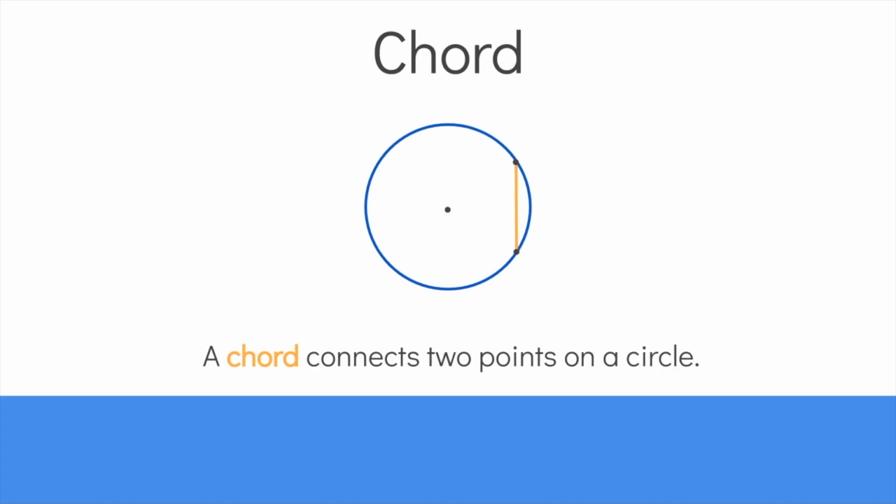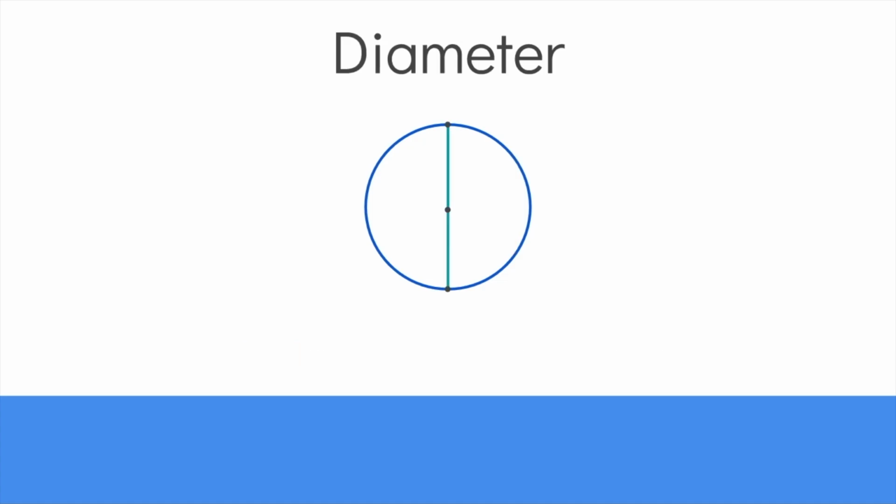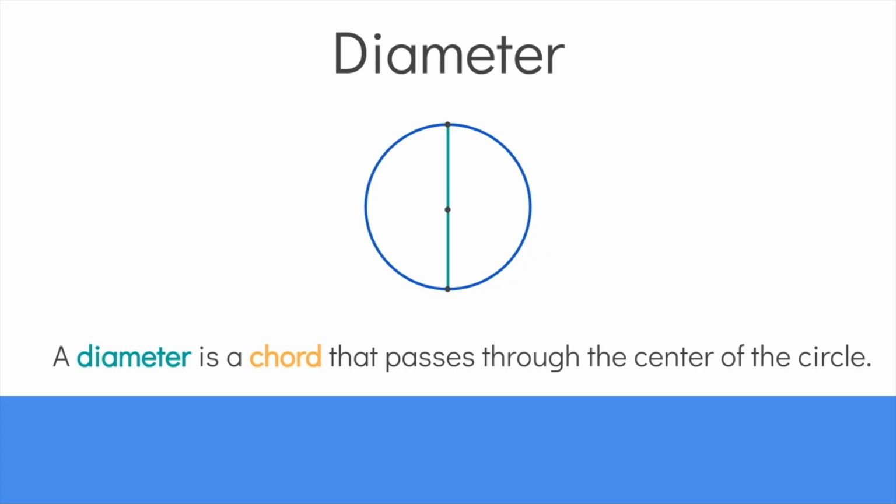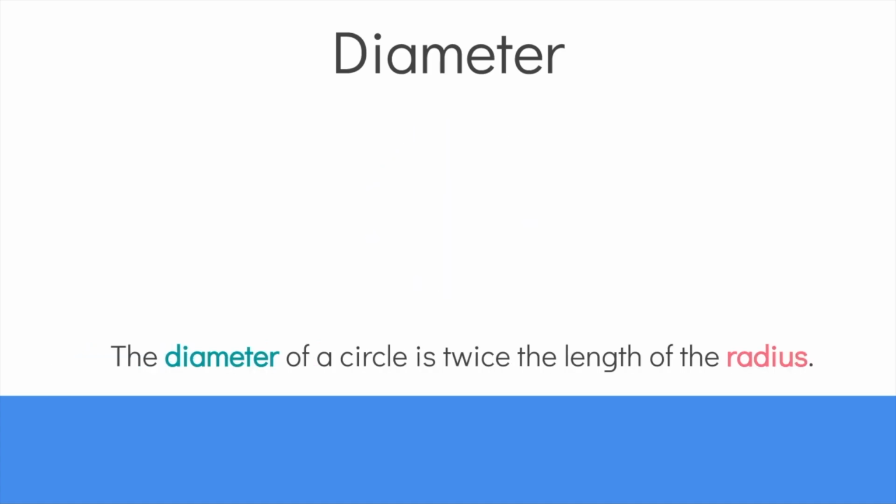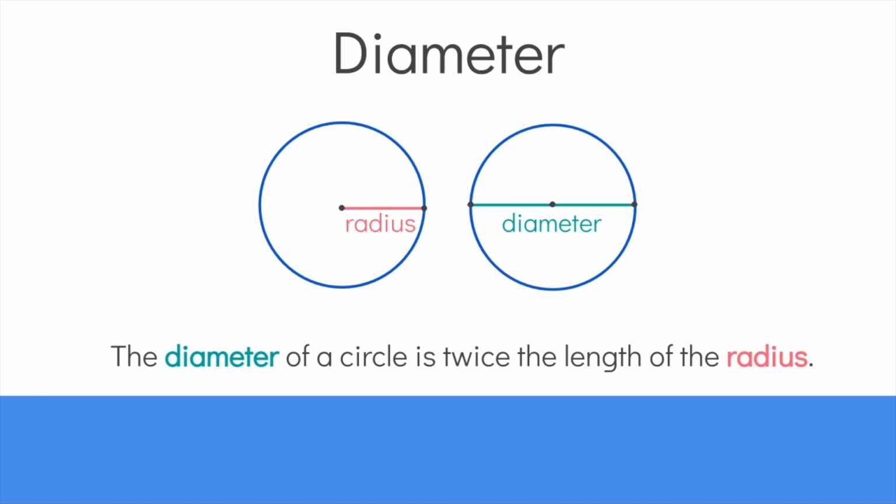If a chord does go through the center, like this segment, it's called a diameter. That means a diameter is a chord that passes through the center of a circle. It's helpful to know that the diameter of a circle is always twice the length of the radius. Remember, a radius connects the center to a point on the circle like this. When we double this radius, we see a diameter.